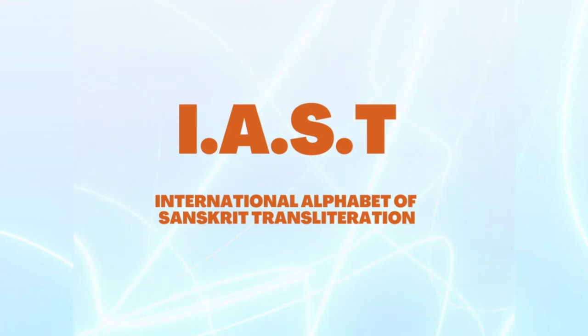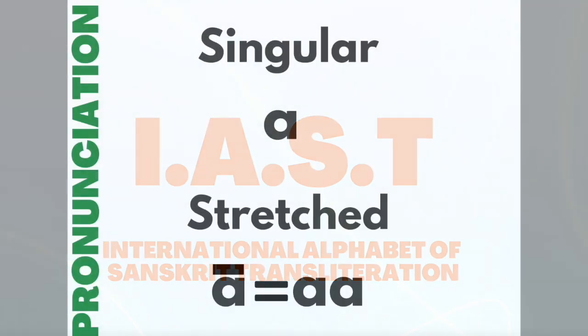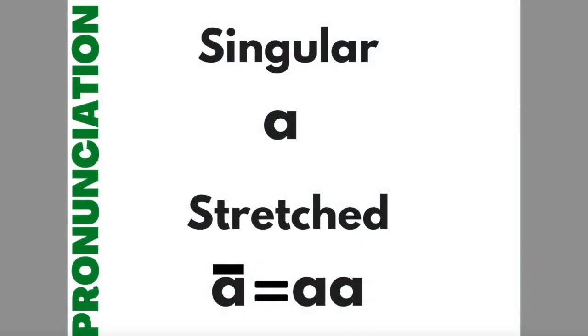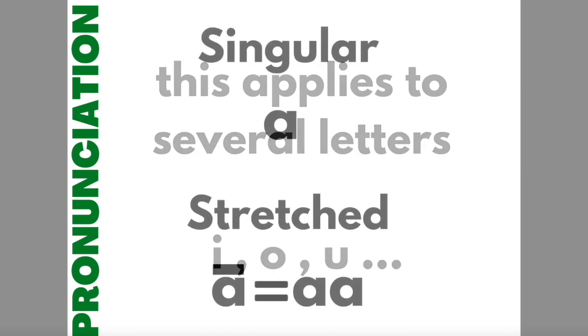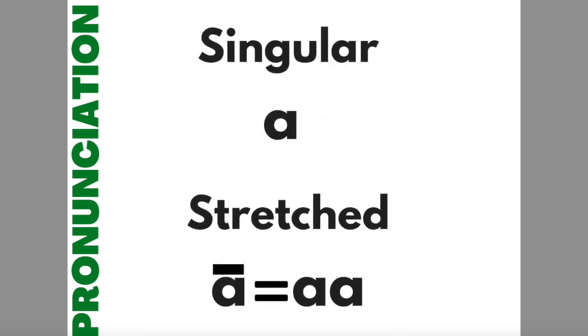When the letter is written singular, it is pronounced just as the singular sound, a. However, when we see that there's a horizontal line above the letter, as in the case of this particular a, the sound stretches, so it becomes ah. A becomes ah. U with a horizontal above it becomes oo. So this can be applied to several letters, which you will see through many examples.